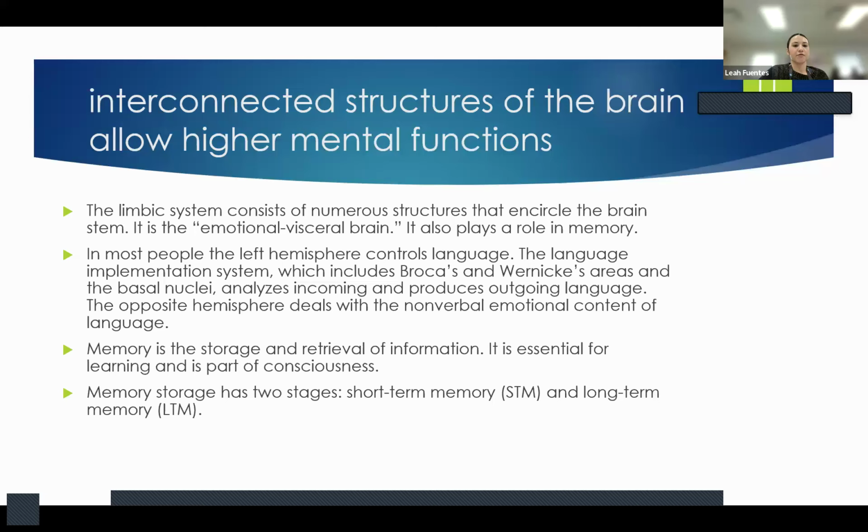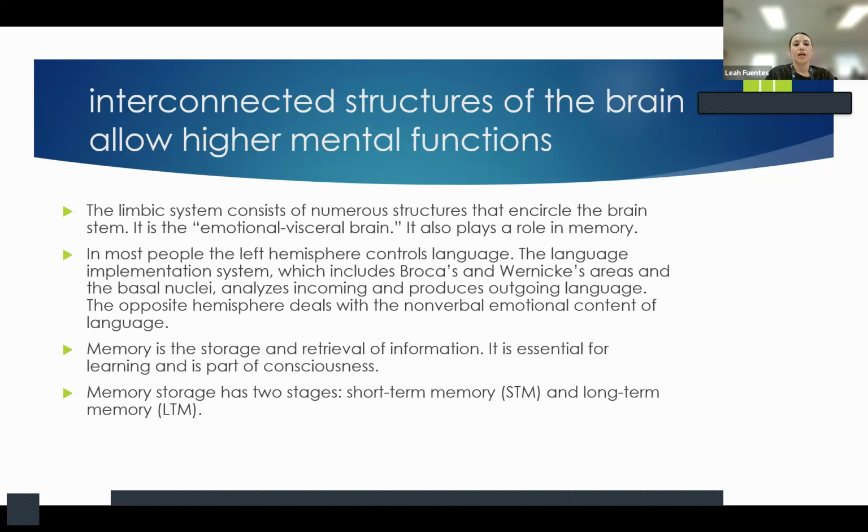Okay, and then we have some different structures of our brain that allow for higher mental functions. So first we have our limbic system. These are different structures that encircle the brainstem. It's called the emotional visceral brain, and it plays a role in your memory. So some people who suffer a TBI or some sort of head injury, and they lose control or don't really feel emotion anymore, can have some sort of injury or defect to their limbic system.